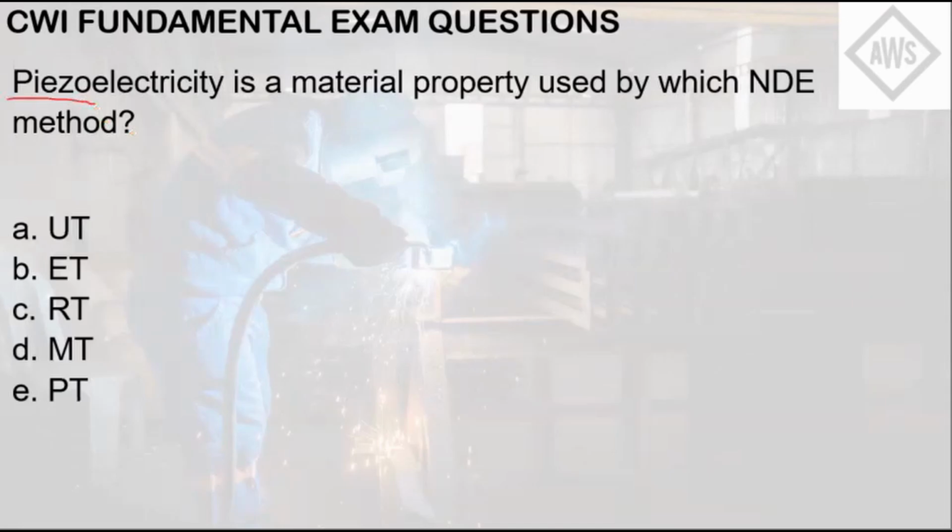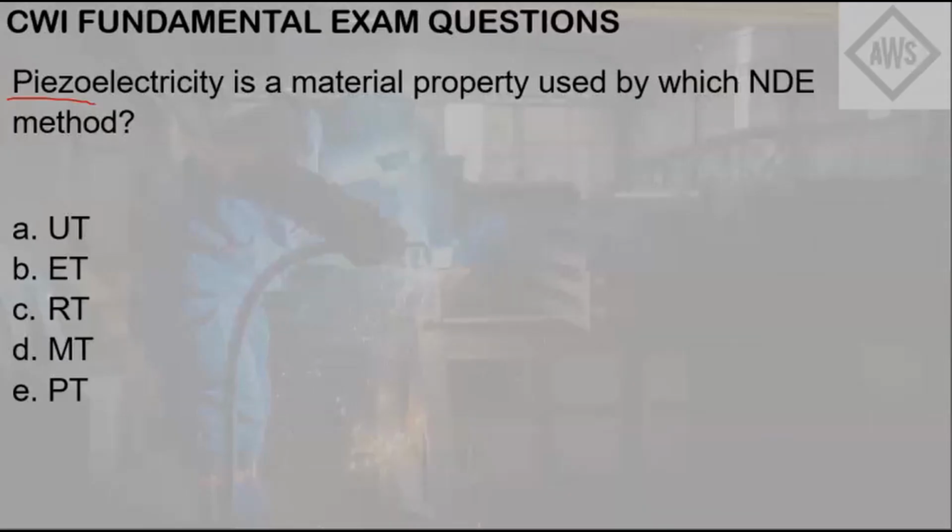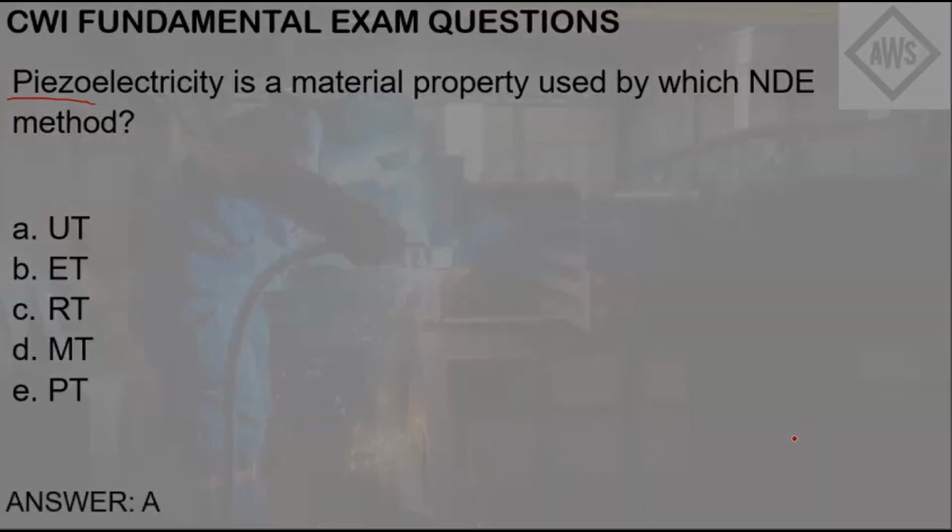Hence, it doesn't make use of the concept of piezoelectricity. So RT uses radiographic waves. MT uses a magnetic field with ferromagnetic material, so you cannot use MT for stainless steels without the presence of iron. Those ferrous stainless steels, you can use it against that. PT uses the concept of capillary action, which makes use of the developer liquid rising through the crevices of the discontinuity or defect. So the answer here is letter A, UT.